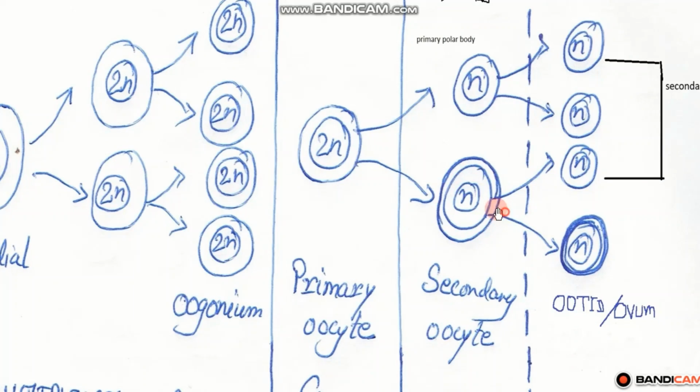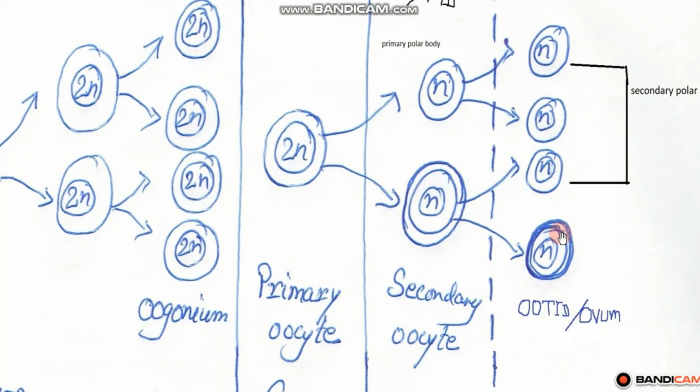This secondary oocyte will also form two cells, but here again one cell will be a polar body. It also contains less cytoplasm and fewer nutrients, so it is a polar body, and only one cell is normal. So you see, the primary oocyte forms two unequal cells, and the small one is known as the primary polar body. This primary polar body forms two more polar bodies, and the normal secondary oocyte forms two unequal cells.